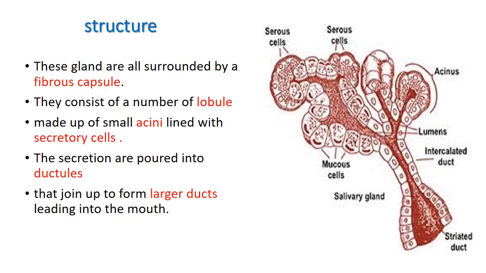Now we will see the structure of the gland. These glands are all surrounded by a fibrous capsule. They consist of a number of lobules, that you can see in the figure. The lobules are made up of small acini. Each lobule has small acini lined with secretory cells, and the secretory cells secrete the secretion. The secretions are poured into the ductules, and they join up to form a larger duct, and the larger duct will open into the mouth. So this is all about the structure of the gland.